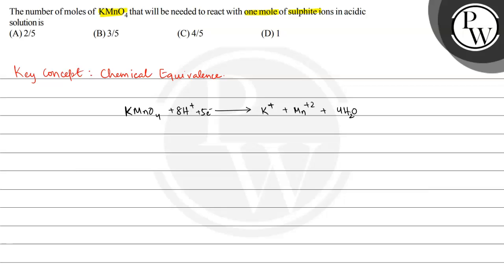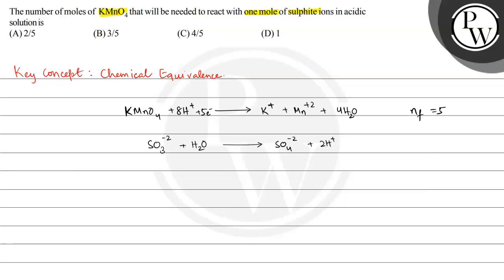Alright. And यहाँ पर जो n factor है that is the number of electrons lost or gained. And यहाँ पर 5 electrons gain हो रहा है. So NF is equal to 5. Now let us talk about sulfite ions. So sulfite ion में क्या हो रहा है? This is sulfite ion SO3 minus 2. When it reacts with water, it gets oxidized to form sulfate ions SO4 minus 2 plus 2H plus.